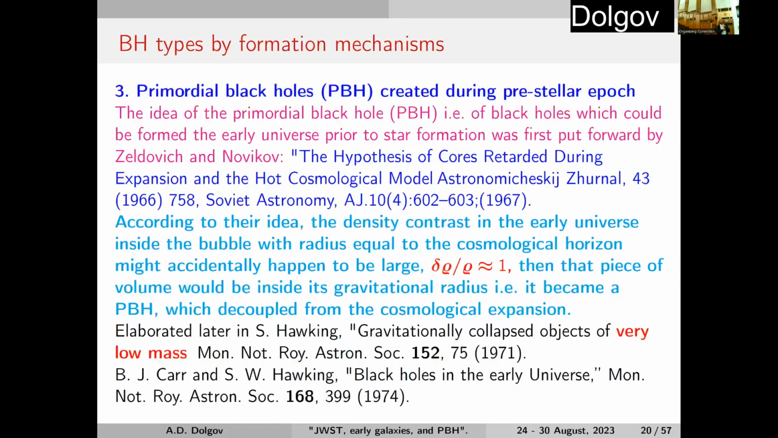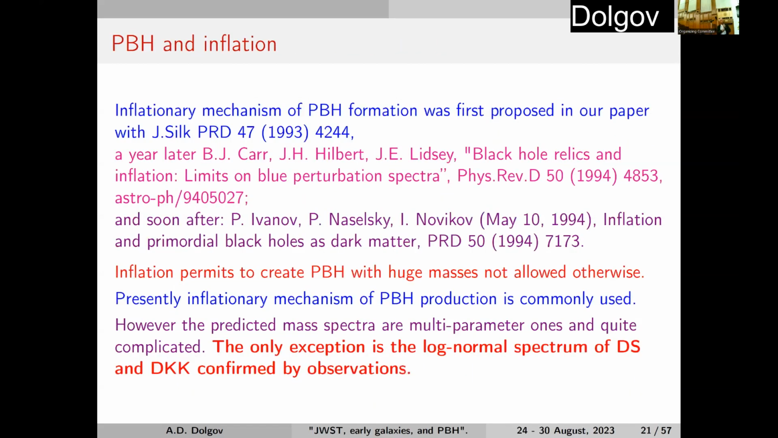Okay, now primordial black holes. As I said, it was pioneered in a paper by Zeldovich and Novikov, then elaborated by Hawking and also developed by Carr and Hawking. Another thing typical for our model is that black holes were formed in the process of inflation, and it allows making primordial black holes with huge masses of up to almost a billion solar masses. Old papers without inflation allowed only very, very light black holes.